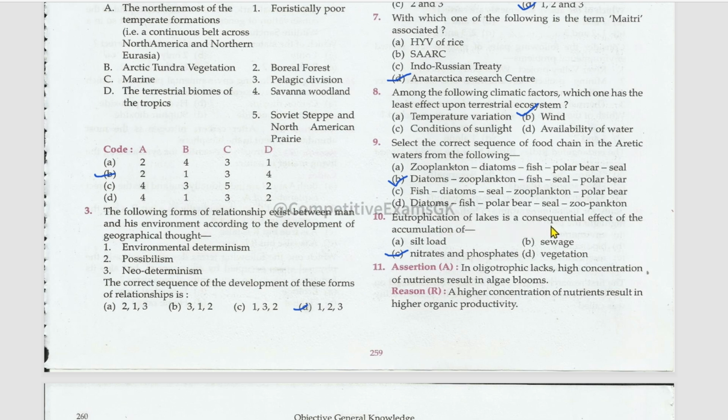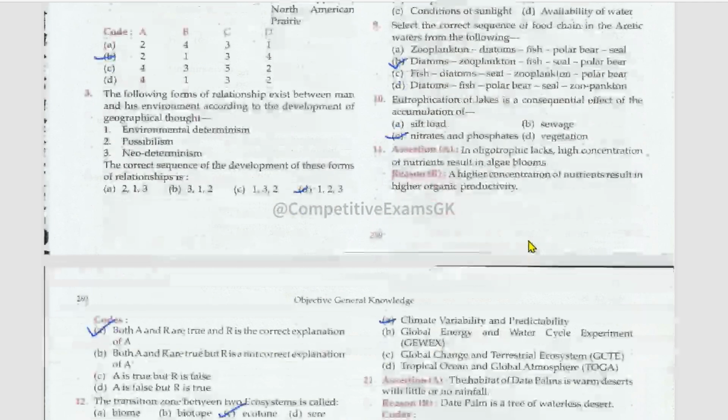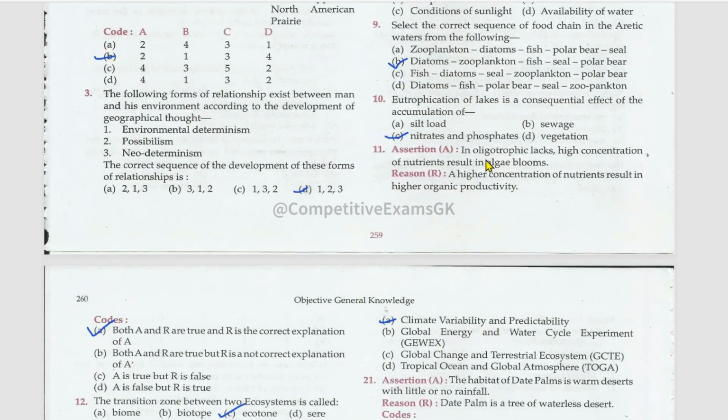Eutrophication of lakes is a consequential effect of the accumulation of nitrates and phosphates. Next is the assertion and reason. In oligotrophic lakes, high concentration of nutrients result in algae blooms. False. A higher concentration of nutrients result in higher organic productivity. This is also right. This is the correct explanation for the assertion.